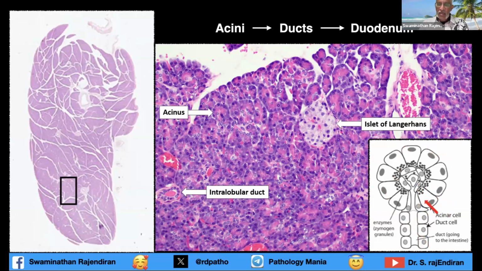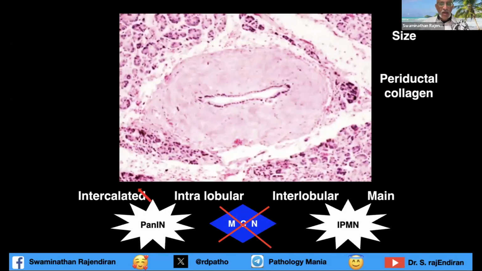without compressing the acini. These ducts, there are mainly 4 types: intercalated duct, intralobular, interlobular, and main duct. And these are divided because of the anatomic locations and the size. And all the ducts will have a periductal collagen. That will be very less in intercalated duct, whereas in main duct it will be more.